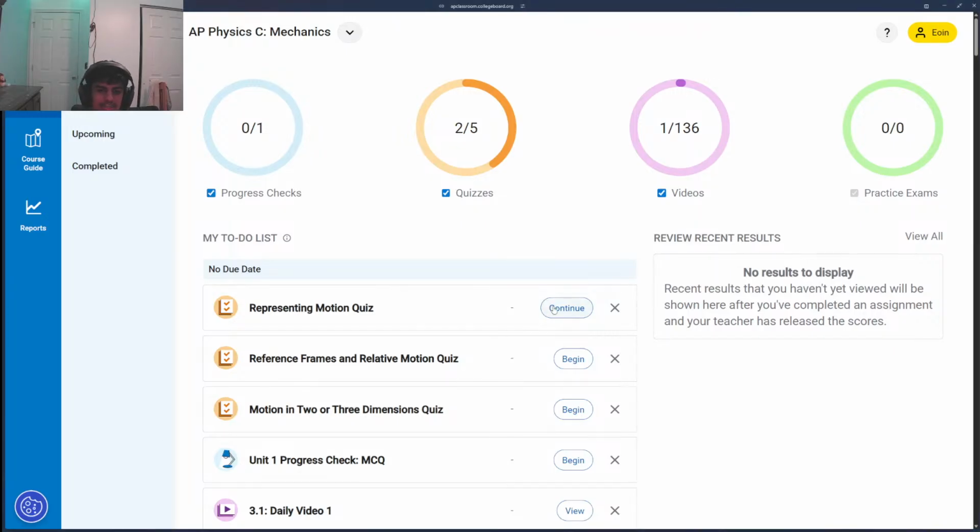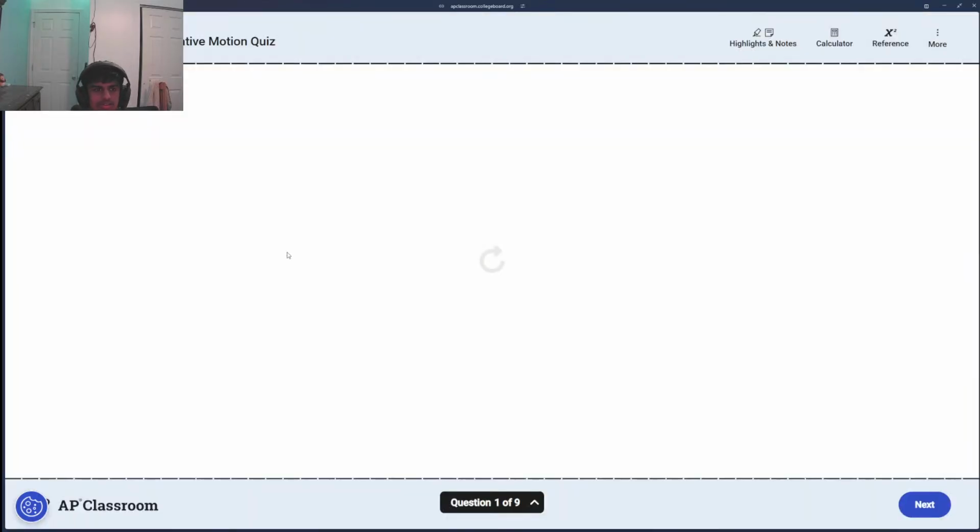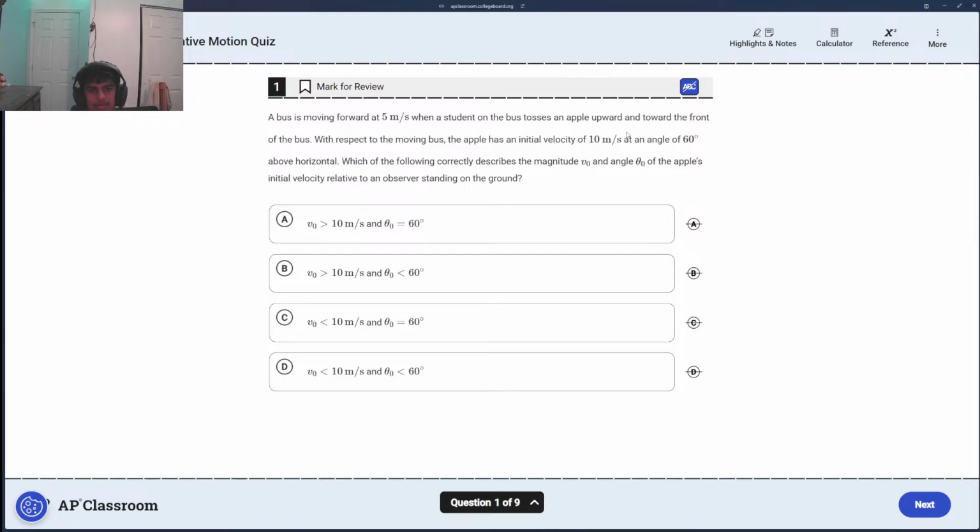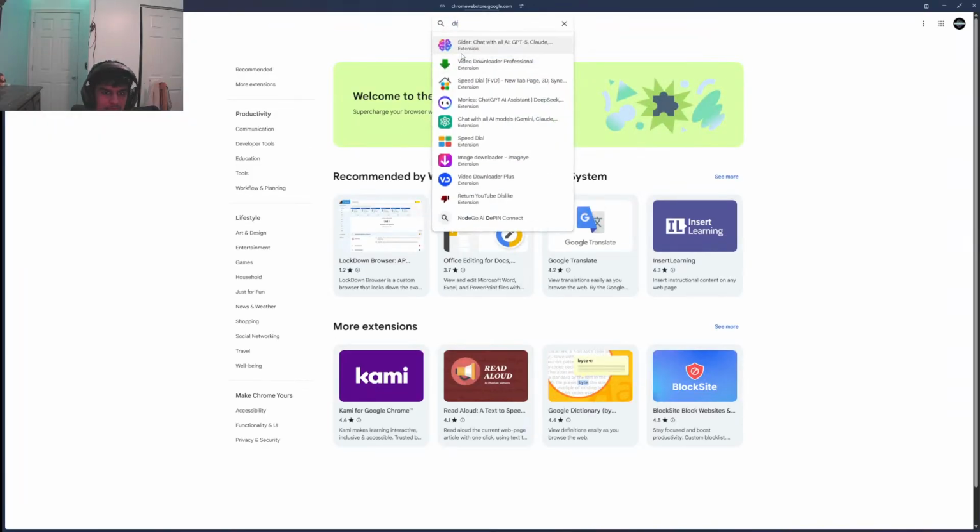We should hop on the live stream, bro. Okay, yeah, we need reference frames and relative motion quiz. Okay. A bus is moving forward at 5 meters per second when a student tosses an apple upwards and towards the bus. With respect to the moving bus, the apple has an initial velocity of 10 meters per second at an angle of 60 degrees above the horizon. Which of the following?